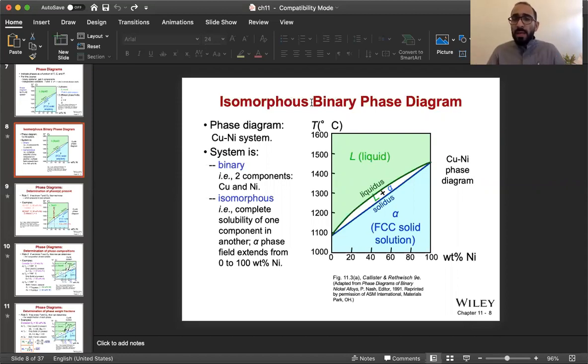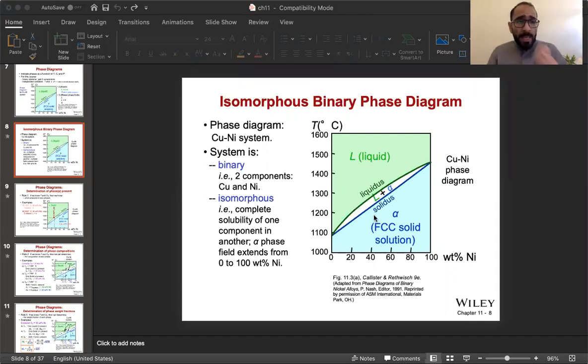The system is made of copper and nickel, okay? So we'll start with this simple system of copper and nickel. And we notice that regardless of how much nickel you add to the copper, at the end, both of them can completely dissolve in each other.